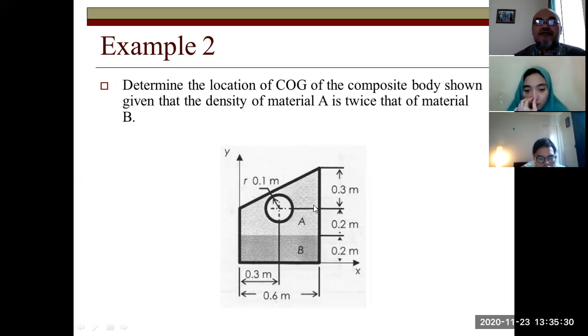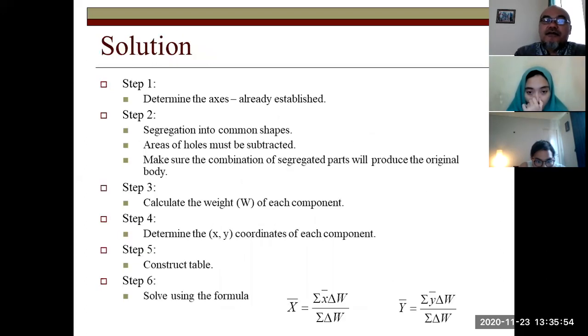Okay, so what should we do? Here we have to separate this whole structure not only into 3, but into 4 shapes, because now the rectangle also consists of 2 different materials. One is of material A, the other one is of material B. So this whole structure is made from 4 segregated shapes.